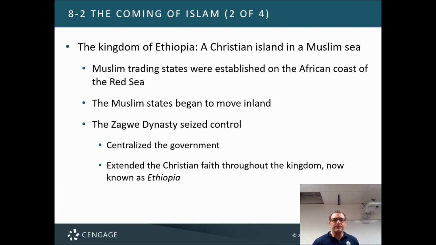Meanwhile, the response to this was really to further centralize the government and to further double down on this distinction of Christianity versus Islam. And that distinction, that difference, really served to unite many people and define the culture and their identity.